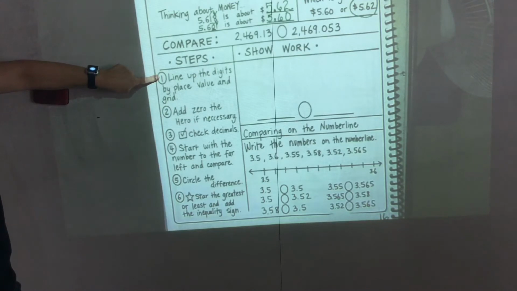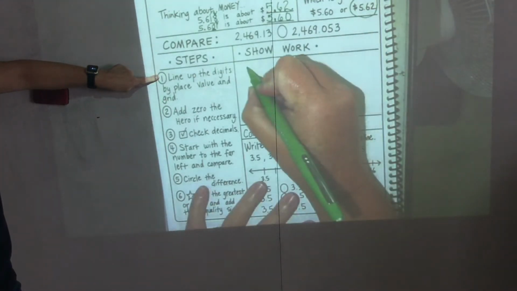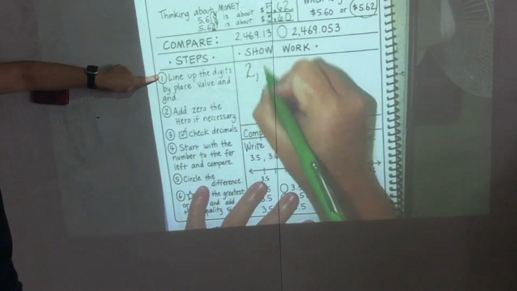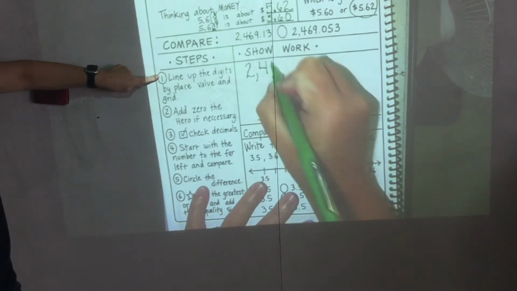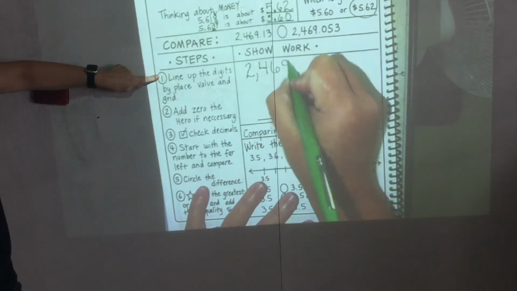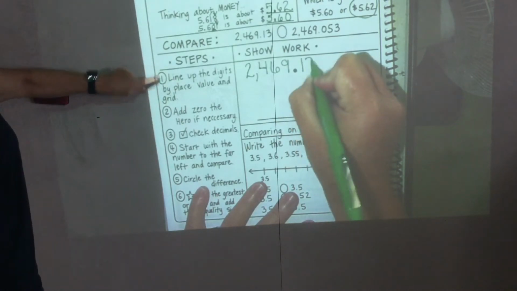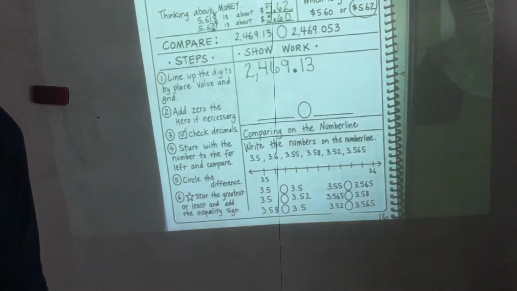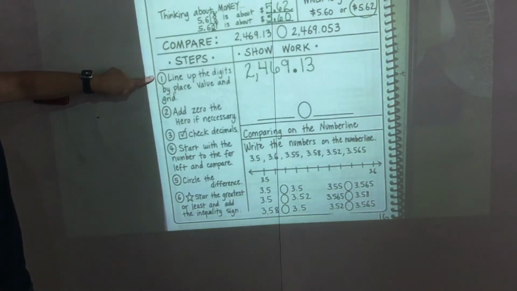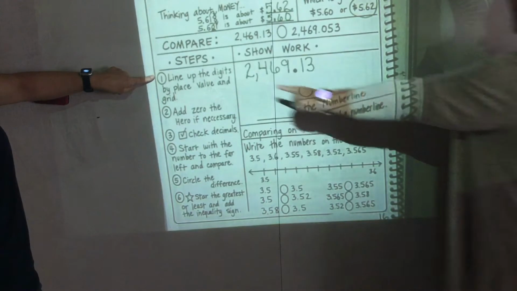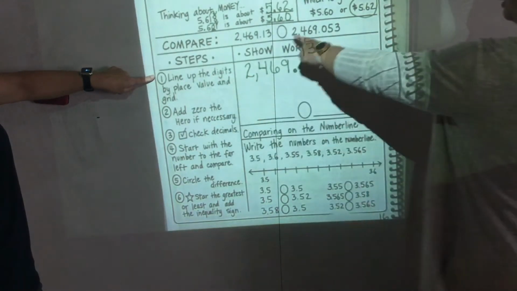Okay, so I have to line them up by the place value. So I can start. I like how you have a place there for your work to show your work. I've got 2,000. I put my comma to show 469 and 13 hundredths. Yes? Okay, but I gotta line up my other number too. It says line up the digits. I gotta line them up.